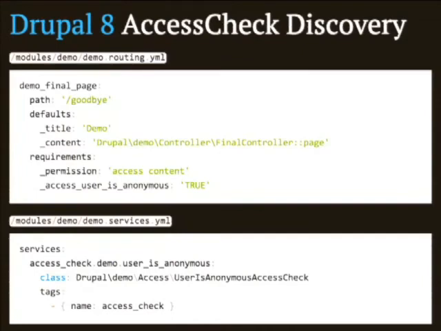OK, Drupal 8 access check discovery. Way better. Way better. So we have the routing file. And in this case, we're looking at our goodbye world. And we see that we have an additional requirement. So we're going to keep the permission around because it was somewhat useful. But we also want to say access user is anonymous. And so that's the key that we want to look for in our access check. So then we provide a services lookup. And so I'll get a little bit more into services after this. But for now, just note that we're setting up a services YAML file.